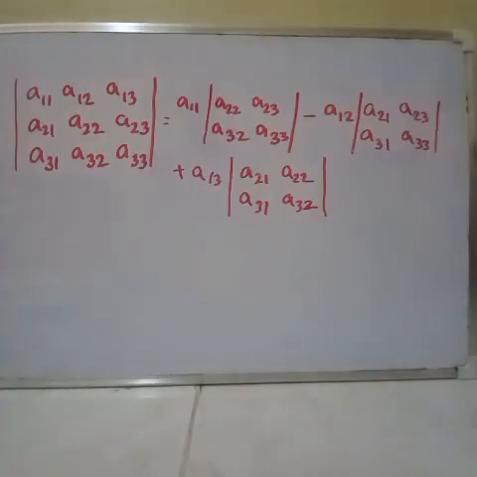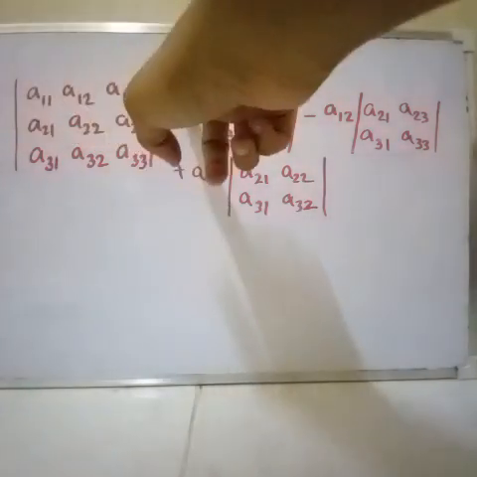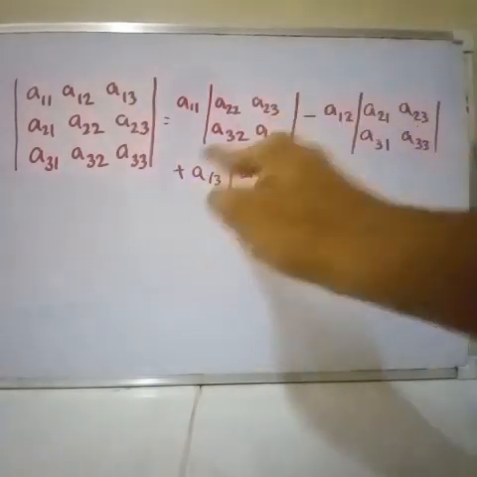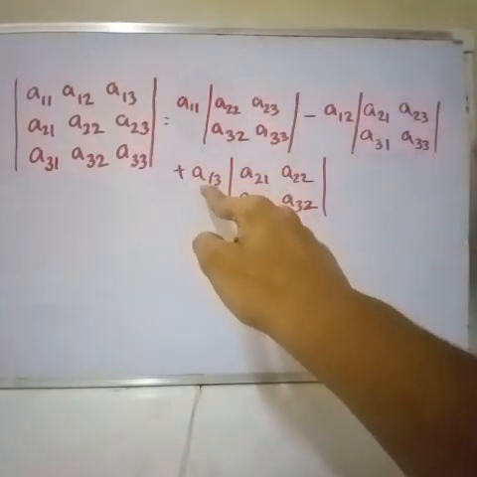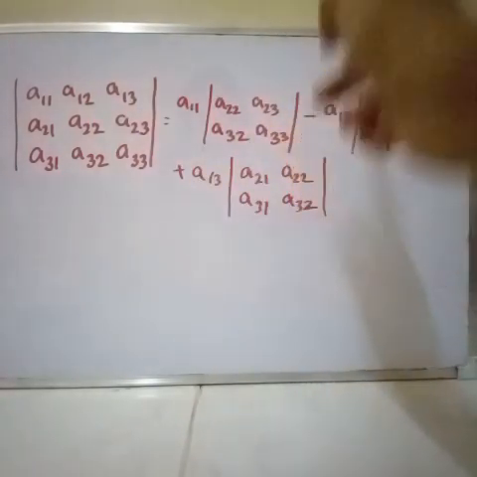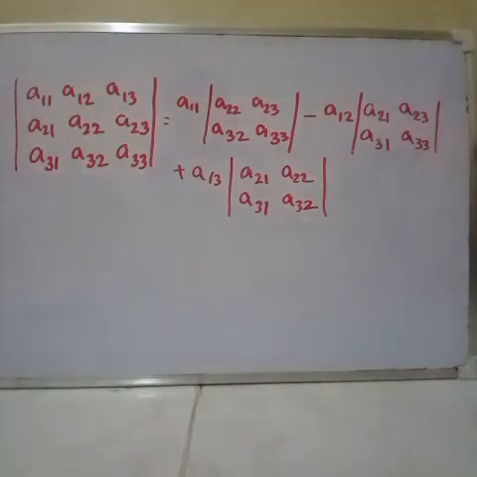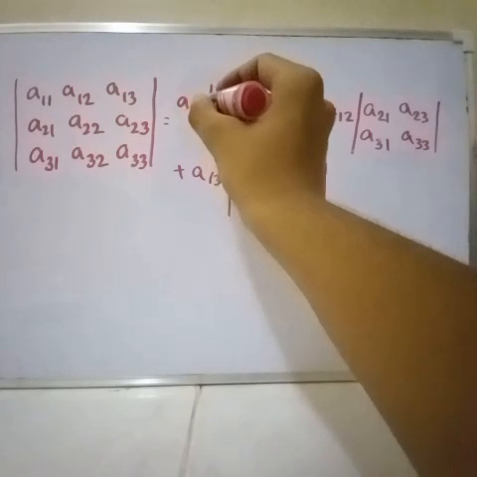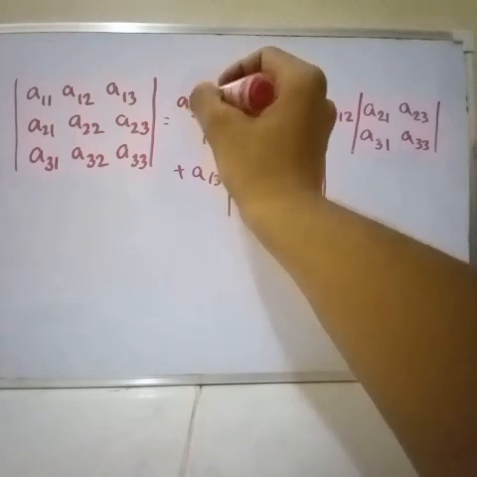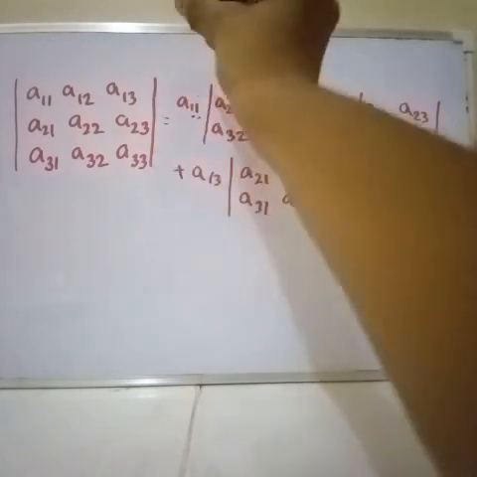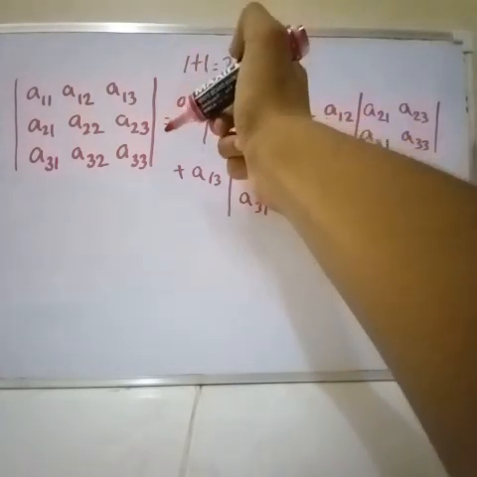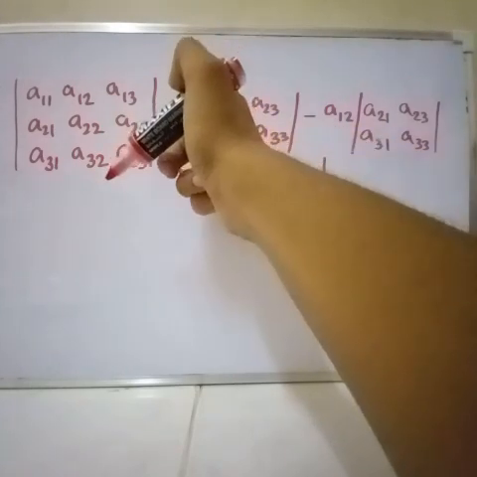As we were discussing, for a 3 by 3 order matrix, the first element is taken as positive, the second one is taken as negative, and the third one is taken as positive. Why is the second one taken as negative? We are going to discuss that. The first element is in the first row and first column. If you add 1 plus 1, it is 2. When it is an even number, it will be positive.